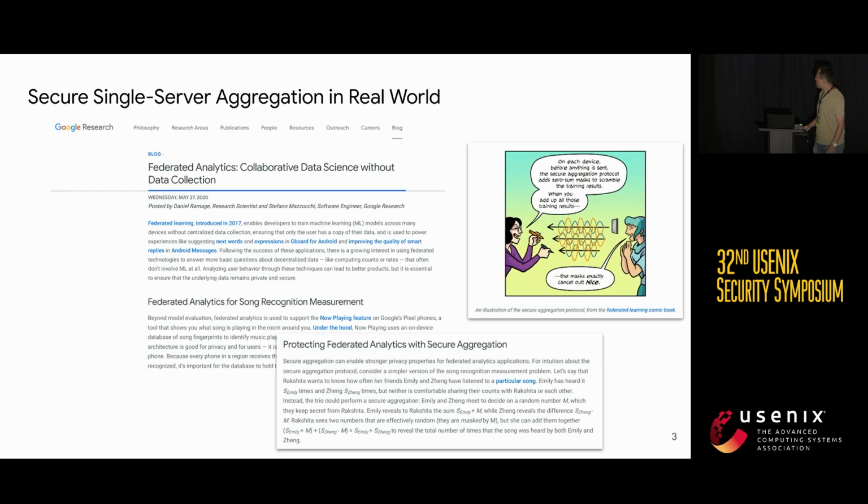In the real world, the single server aggregation protocol has been used in many products for a couple of years now. For example, in Gboard on Android, the next word prediction feature uses this aggregation protocol. For another example, on Pixel phones, there's a feature called Now Playing, which can identify the music around you. It uses a local database, and the product uses the single server aggregation protocol to improve its local database of sound fingerprints.